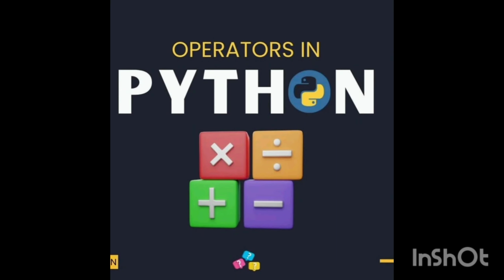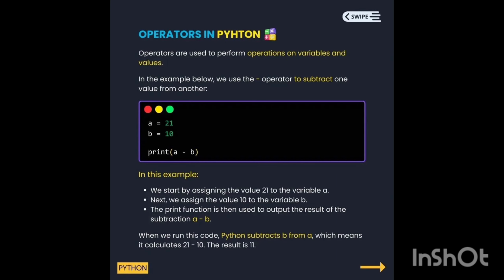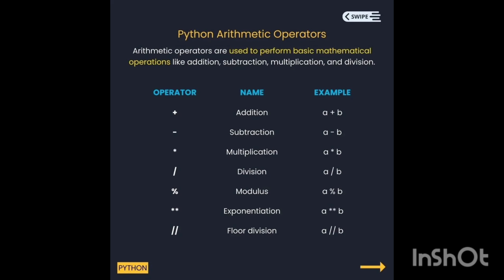What are operators in Python? We can perform a number of operations in Python. Basically, operators are used to perform operations on variables and values. The first operator is arithmetic operators, which are used to perform basic mathematical operations like addition, subtraction, multiplication and division.